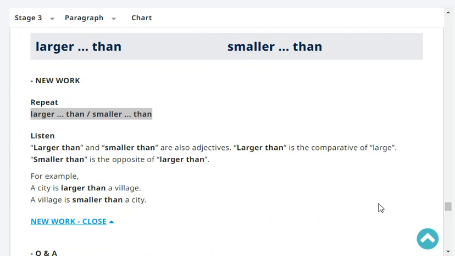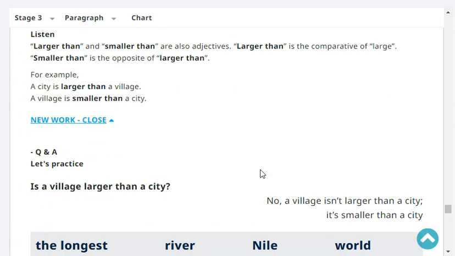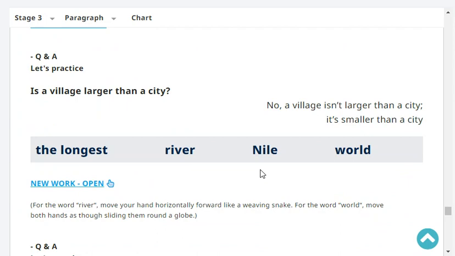Larger than and smaller than are also adjectives. Larger than is the comparative of large, and smaller than is the opposite of larger than. For example, a city is larger than a village. A village is smaller than a city. Okay, let's practice. Is a village larger than a city? No, a village isn't larger than a city. It's smaller than a city.